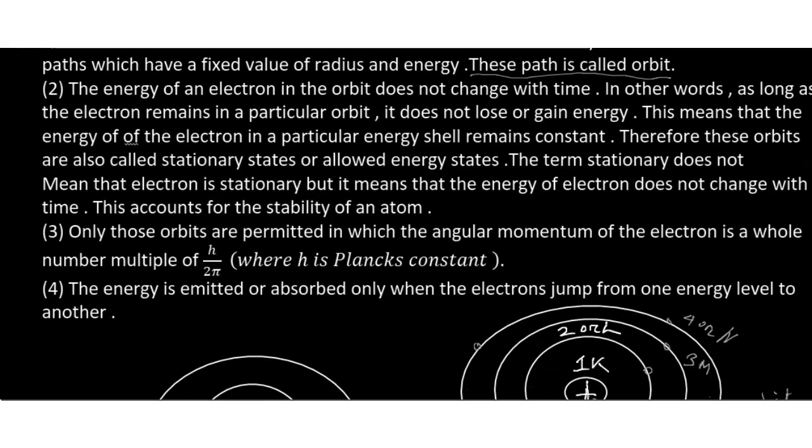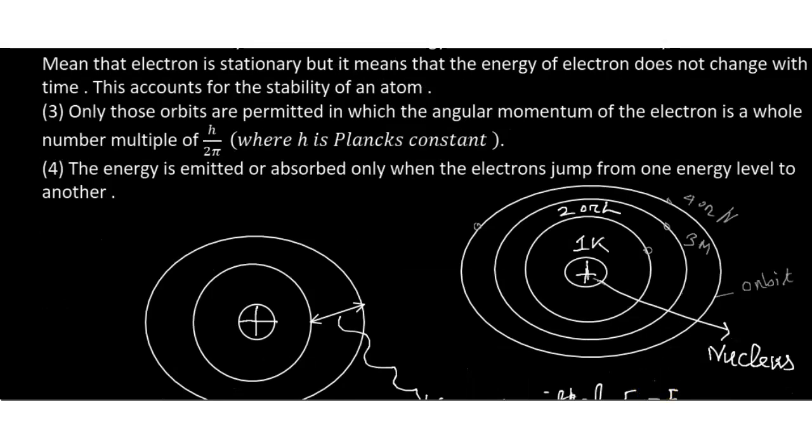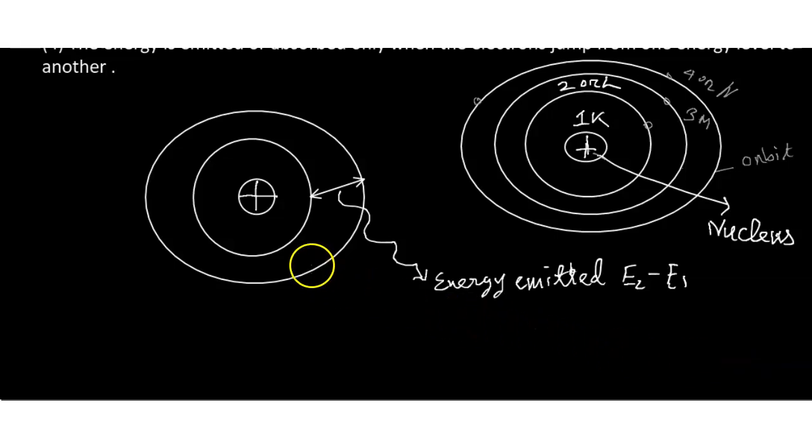Only those orbits are permitted in which the angular momentum of the electron is a whole number multiple of h divided by 2 pi, where h is Planck's constant. The energy is emitted or absorbed only when the electron jumps from one energy level to another. So friends, these are the Bohr postulates, which are fundamental but important to discuss for the hydrogen atom.